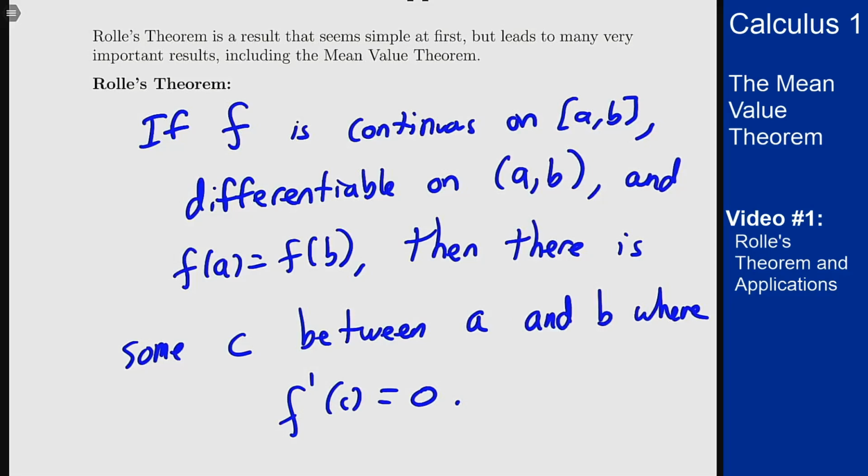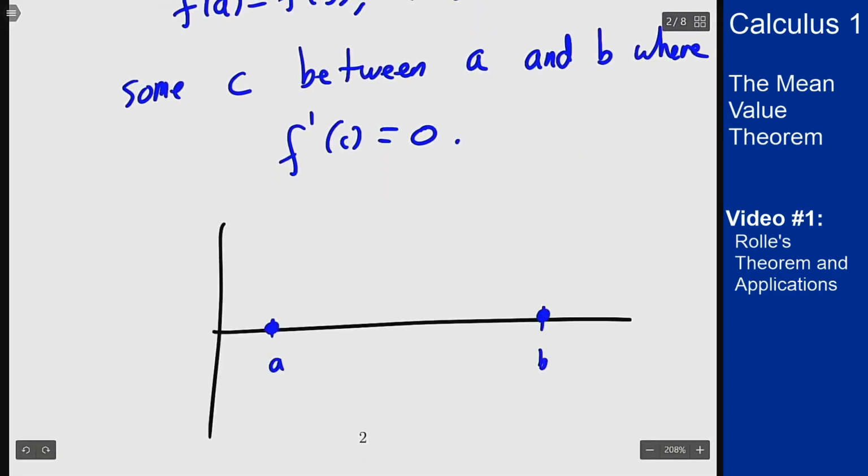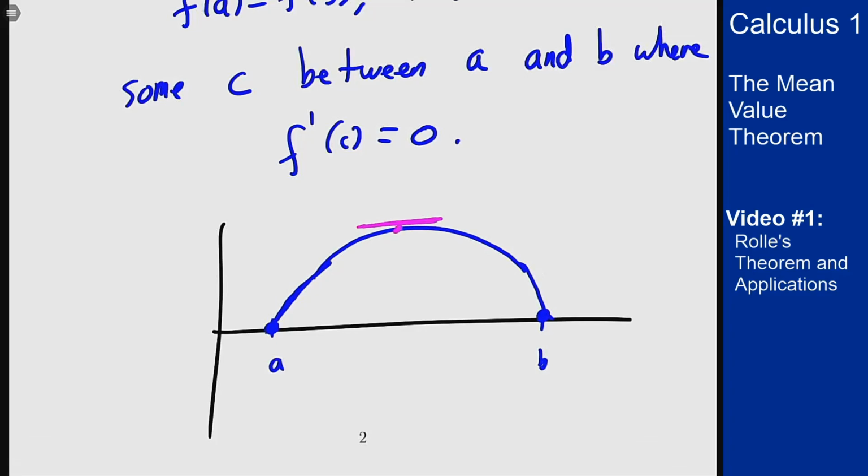This is a picture of what this might look like. If my function hits both of these points, and I'm going like this, well, if I'm going to get back to b, I have to turn around at some point. And wherever I turn around, that point gives me a horizontal tangent, which has derivative of 0. That's the basic idea of the proof, but you can think of it this way as well.